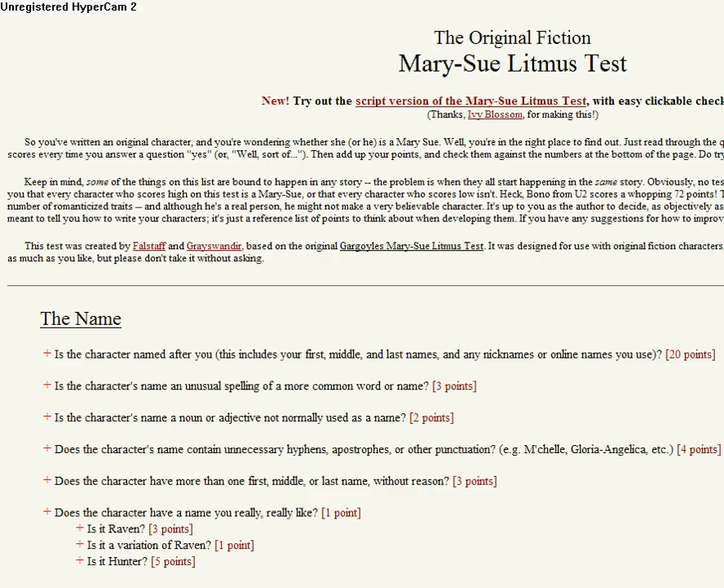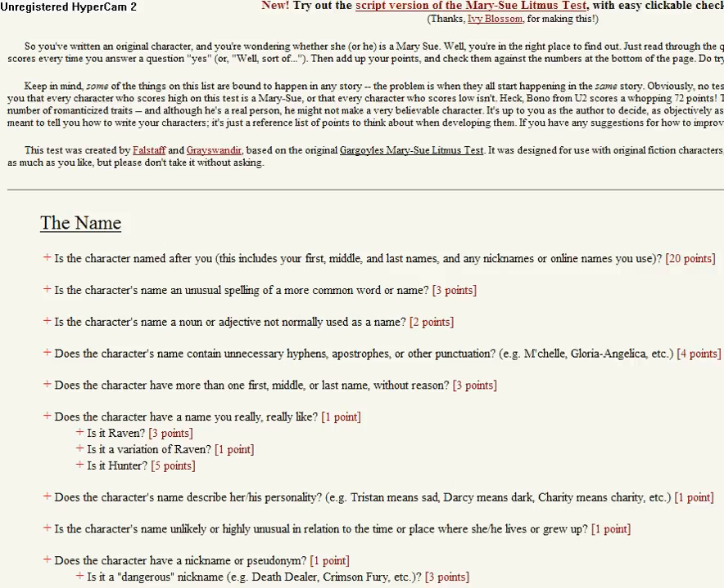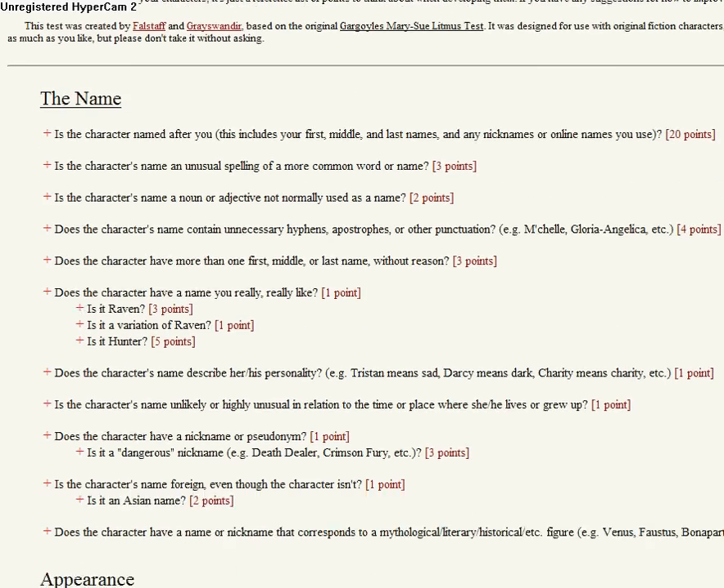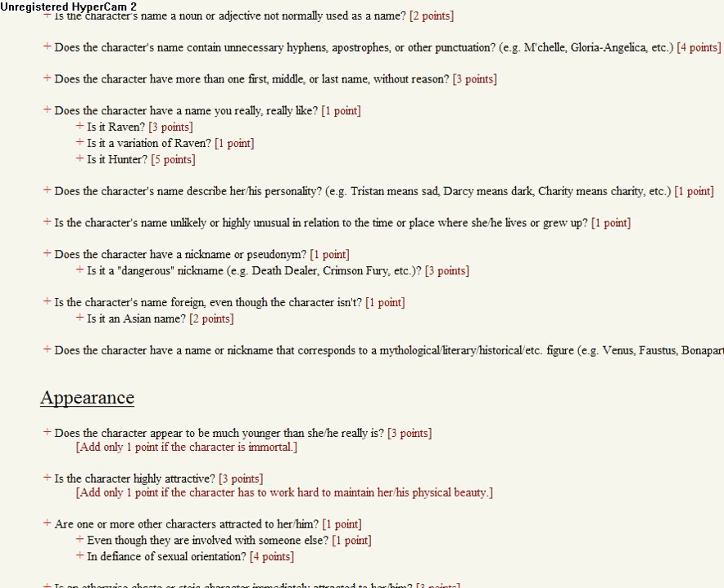Is the character's name an unusual spelling of a more common word or name? That's a plus 3 points. Is the character's name a noun or adjective not normally used as a name? Plus 2 points. I'd probably ante them up to a plus 5. Does the character's name contain unnecessary hyphens, apostrophes, or other punctuation, i.e. Michelle, Gloria, Angelica, etc.? 4 points. Okay, I agree with that.